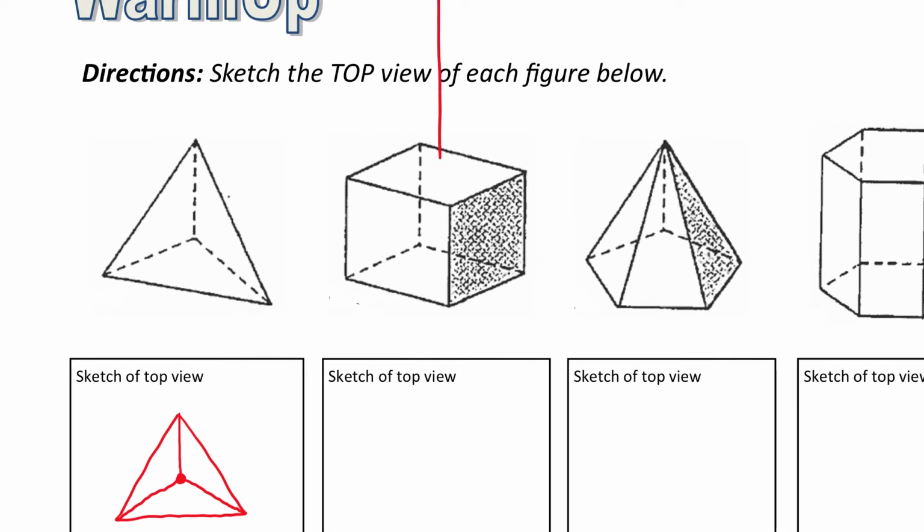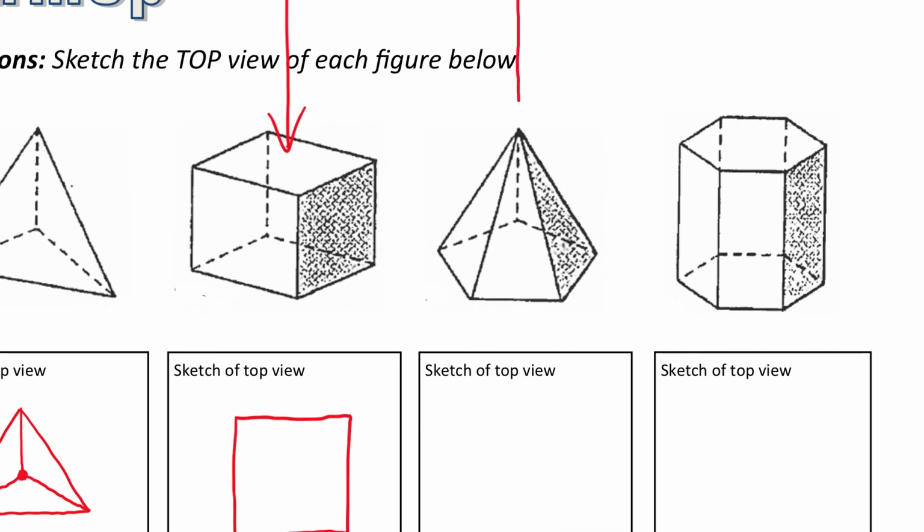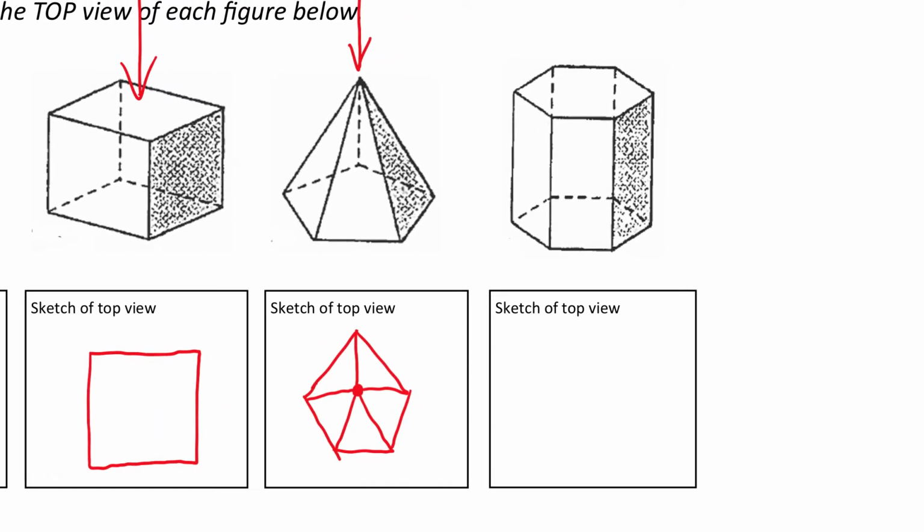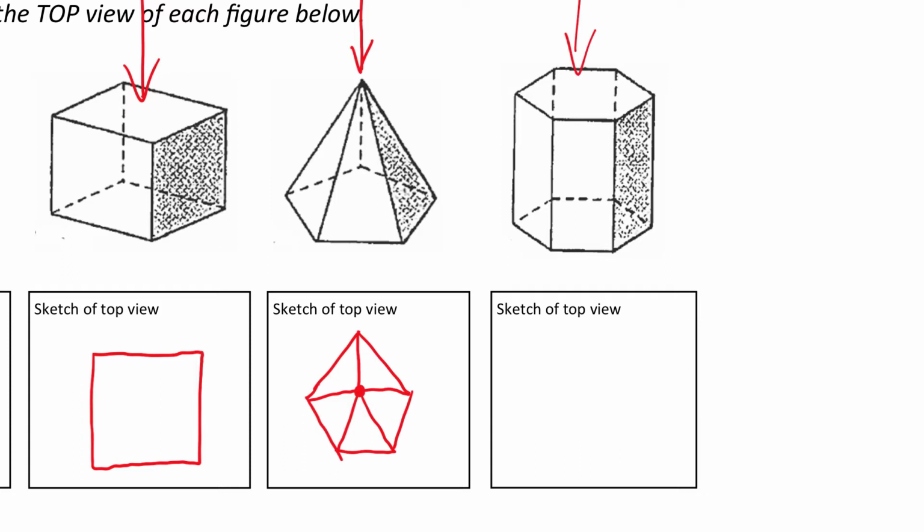Okay, if you were to look straight down at the top of this, what would you see? You'd see a square, a rectangle, whatever that is. Okay. If you look straight down at the top of this, you're going to see a pentagon. And you're going to see this coming up. Something like that, coming up to this point right here. And if you look down straight at the top of this, you're just going to see a hexagon.